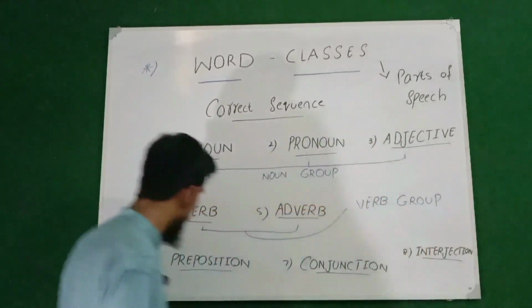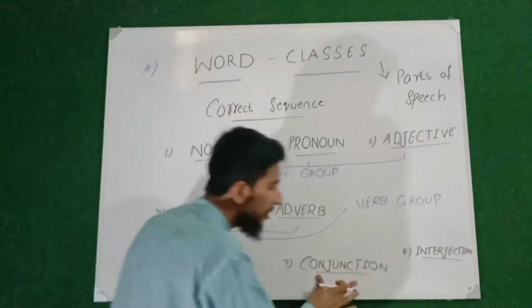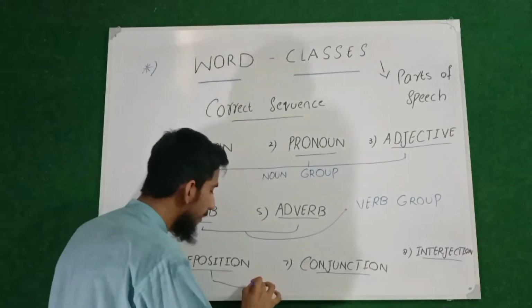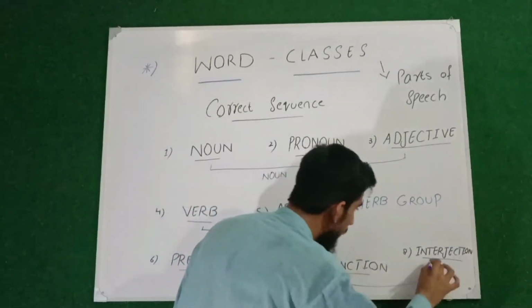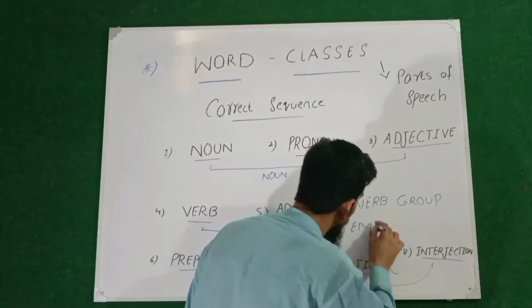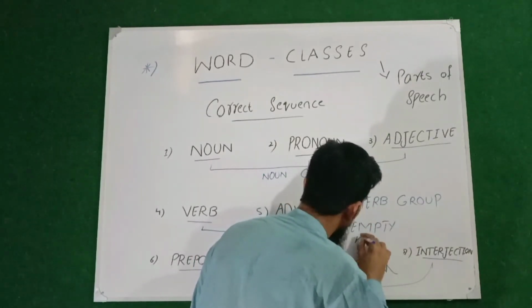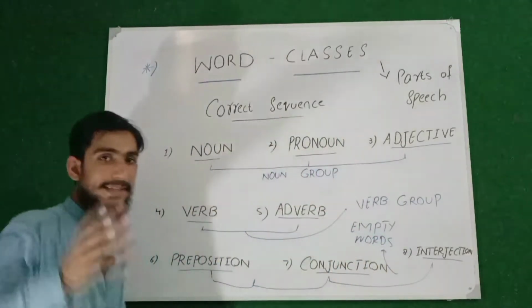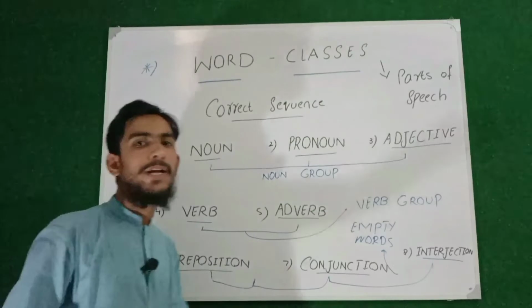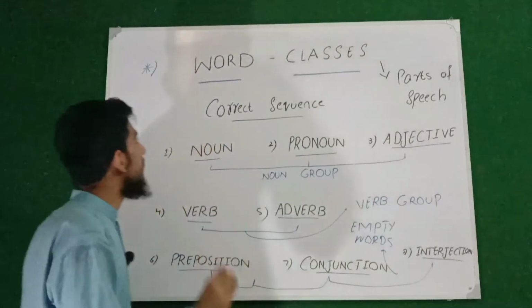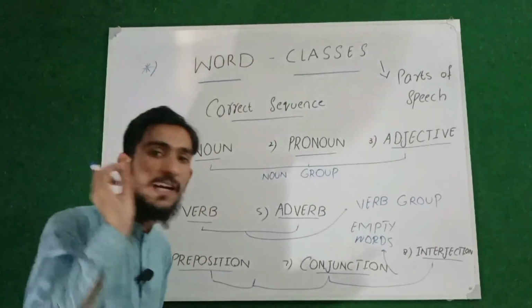And preposition, conjunction, and interjection. These three are collectively called empty words. So this is basically, and I'm pretty sure this is the first time that you will be understanding the word classes in a correct sequence.